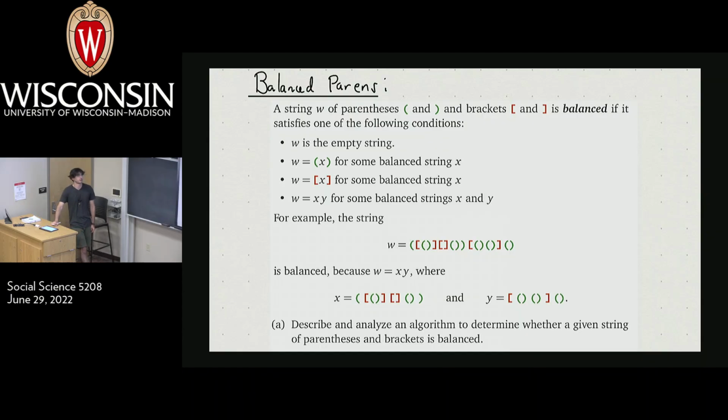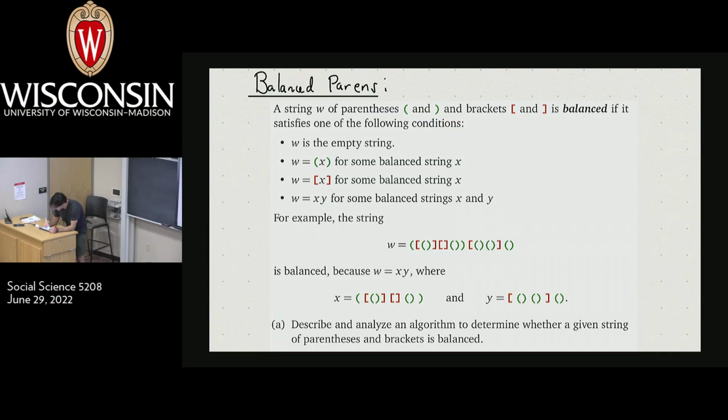So the next problem we're going to look at is trying to balance parentheses, which if you've ever programmed is super annoying, but now DP can do it for us. Yay. So here's a recursive definition of what it means for a string of parentheses to be balanced.